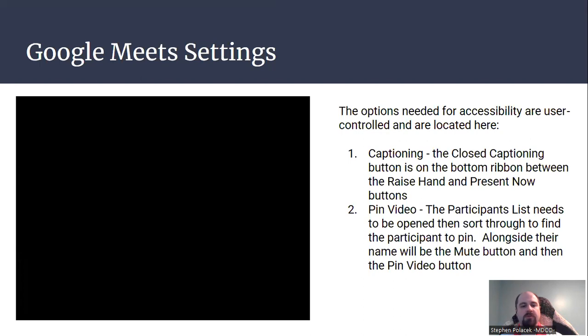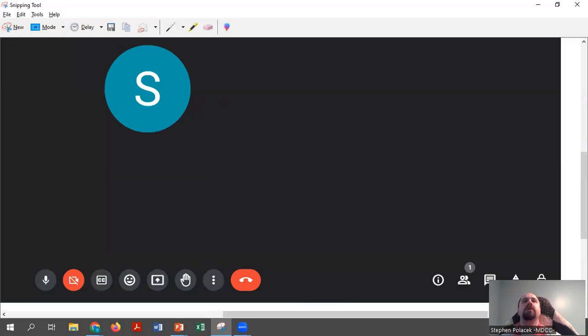And oh, there it is. So let me jump to that quick. So here is an image of the latest version of Google Meets. So closed captioning is available here. Now it's been moved over to between your video turn on or turn off button and your reactions button. So closed captioning is available there, third button in the list.